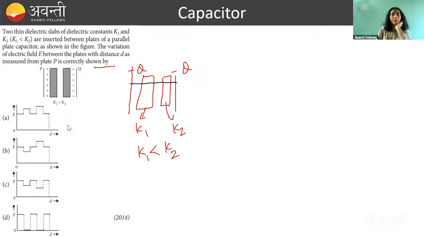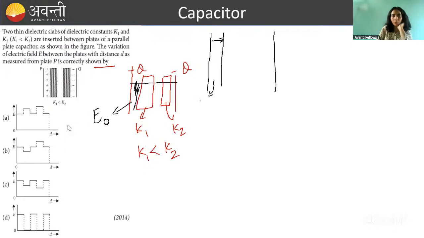Let's see here. What will happen? This is the plate, right? Up to a certain region, there is no dielectric. In this space, there is no dielectric. So in this region, electric field will be E naught. So in this region, electric field is what? E naught. Okay. Now let's check the region of dielectric, because just after this region, there is one dielectric.